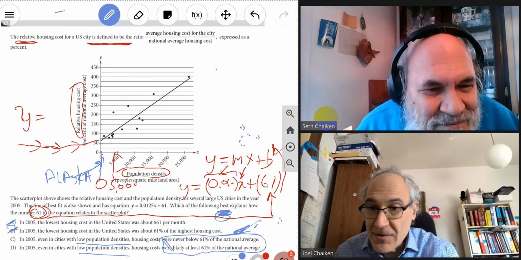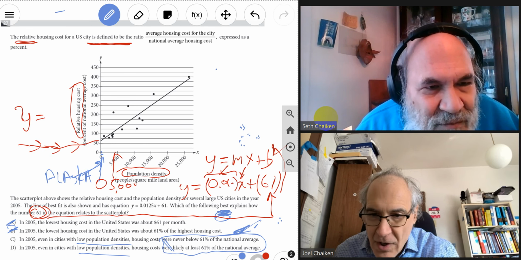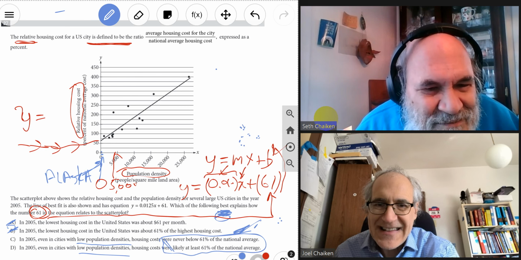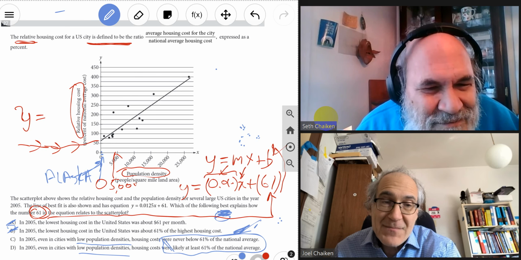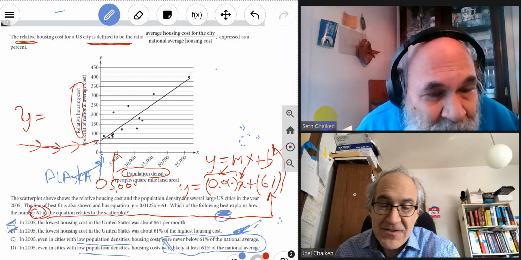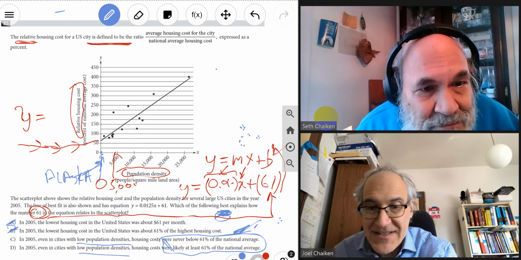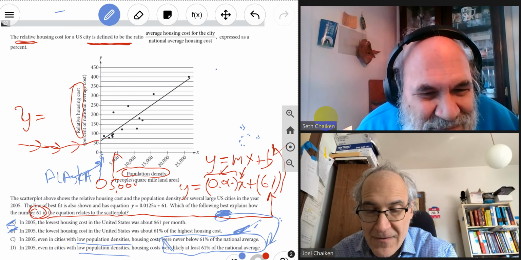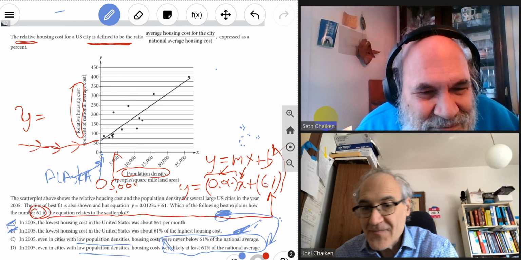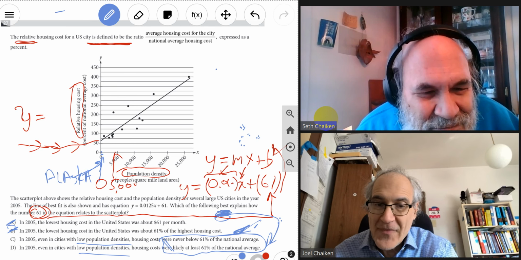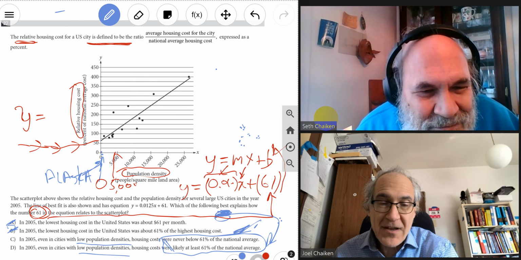Is it never below 61, or likely at least 61? My guess is the at least. My guess is D, although I wouldn't bet my life on this. I would say likely at least. Again, it comes down to the best: which of these is better and more appropriate to the question? I would try to get all my other questions right because this is a toss-up. To be sure, we're going to have to look this answer up. No matter what Seth says, we actually have to go to the answer key.